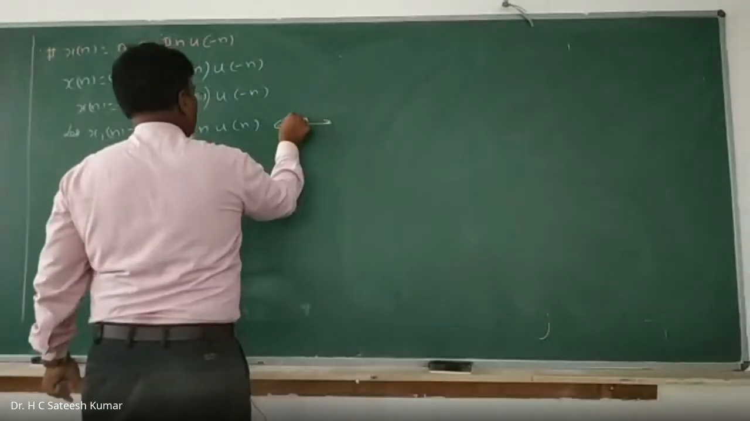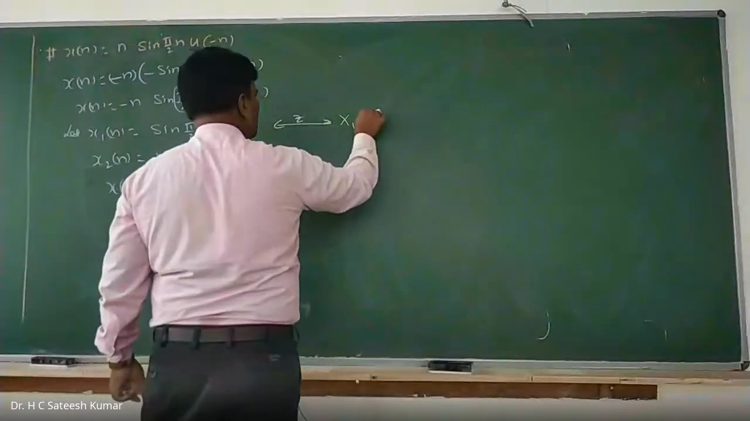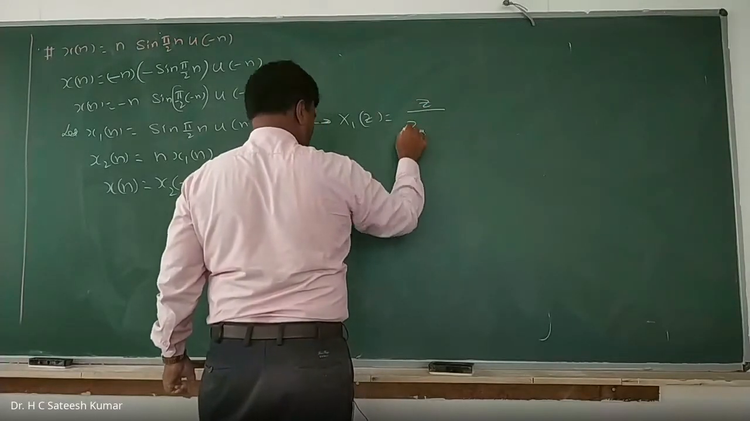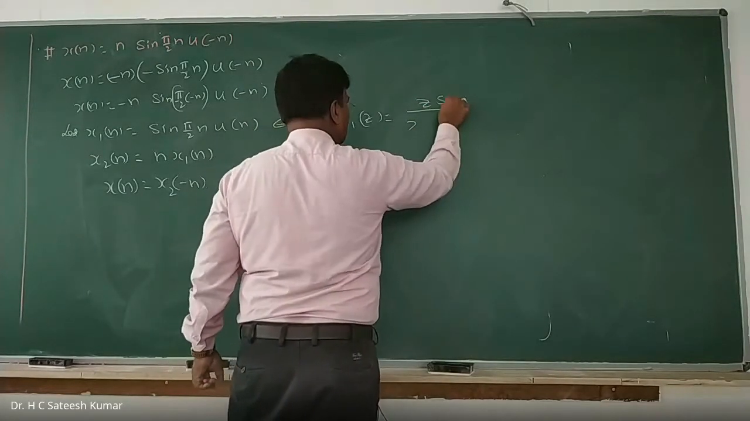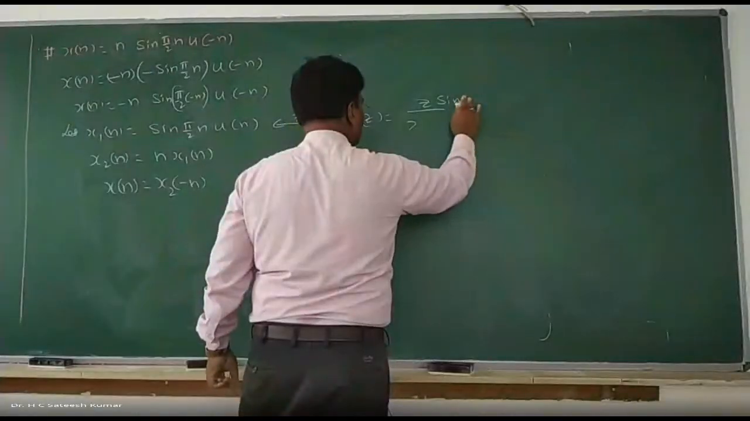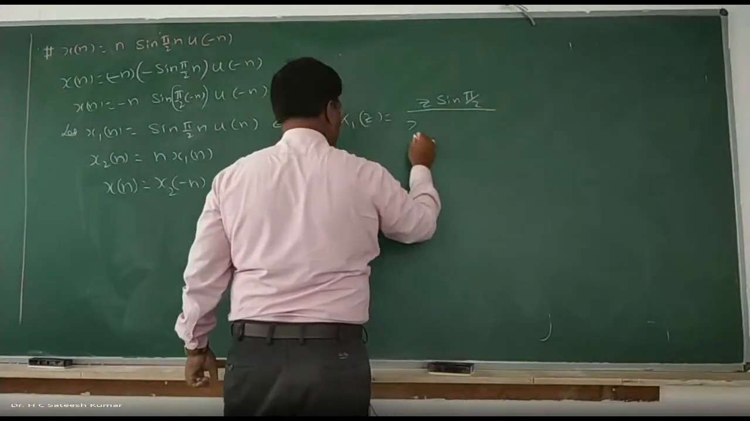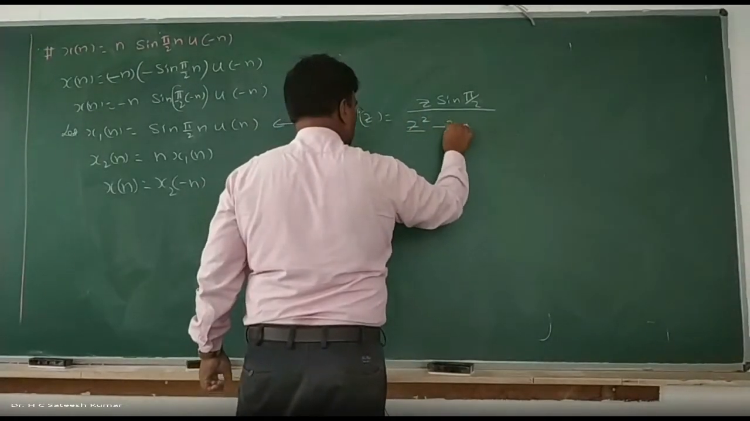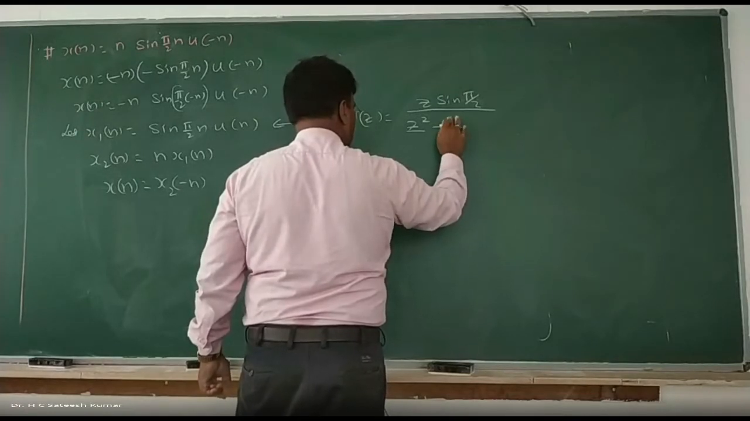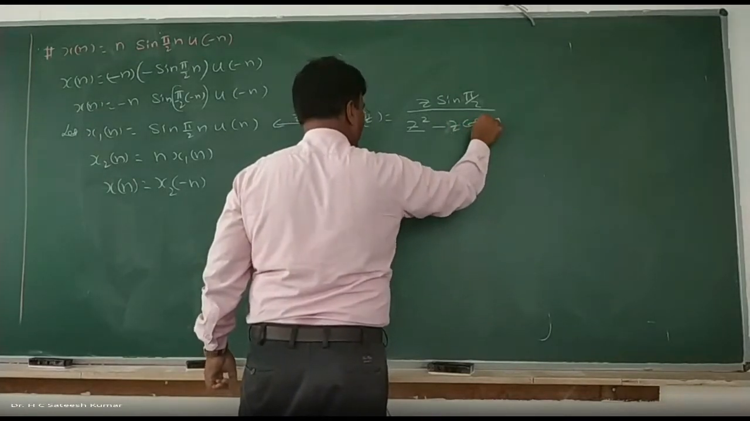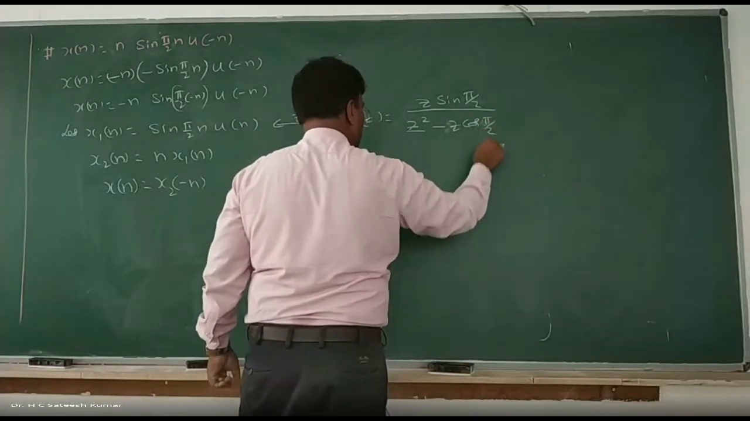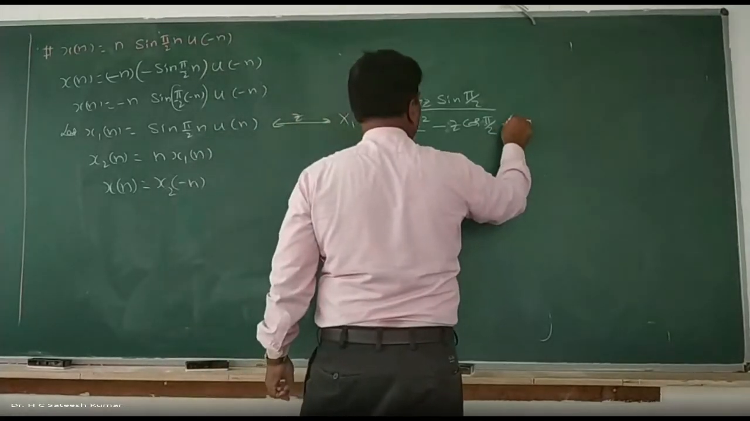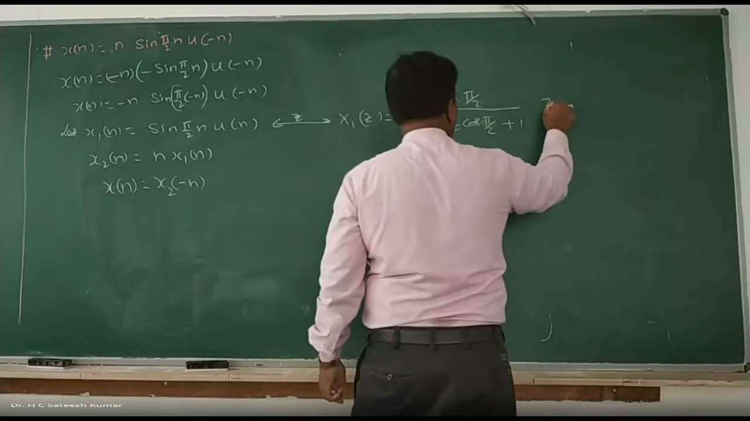Use the standard Z transformation pair. X1 of Z is equal to what? X1 of Z is equal to Z sine omega n divided by Z square minus 2Z cos omega plus 1, where omega is pi by 2 here, with ROC mod Z greater than 1.